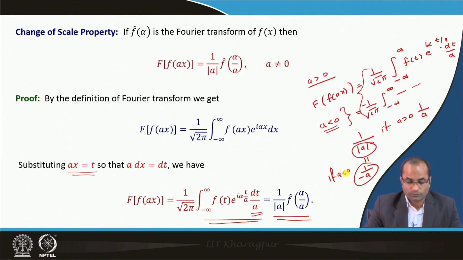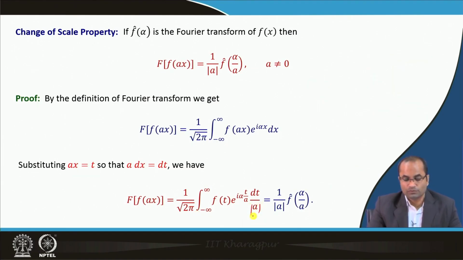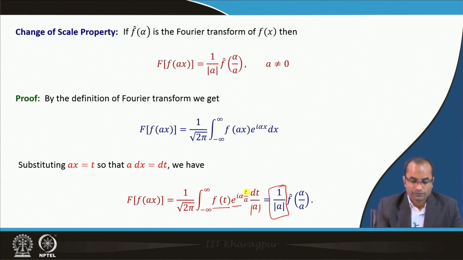So in both the cases we have incorporated this in the integral: instead of a, we have the absolute value of a, and then we have 1 over the absolute value of a common, out of this integral. The remaining part is just f(t) e^(iαt), and instead of t we now have t over a, dt. So that is the only difference.